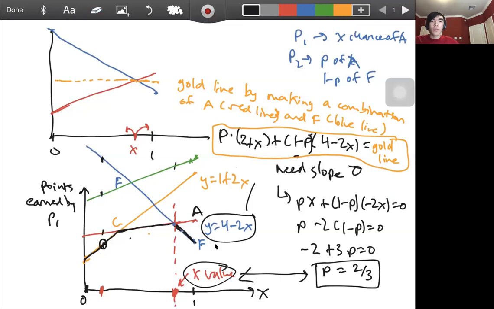I think this is pretty cool. Essentially, you get a whole bunch of lines, and then one player wants to minimize, one player wants to maximize. So you find an equilibrium. Then you have two lines intersecting each other, and then you add them up in a special weighted average that turns into a horizontal line.